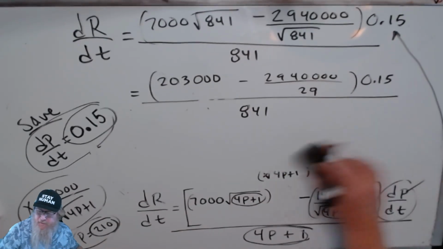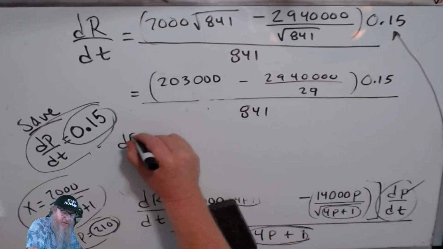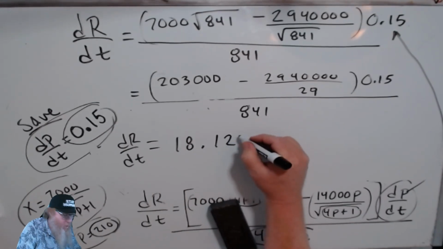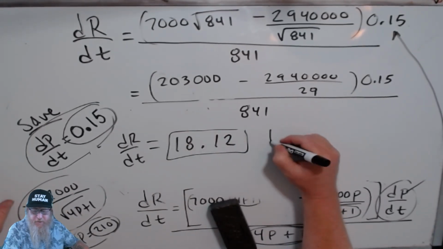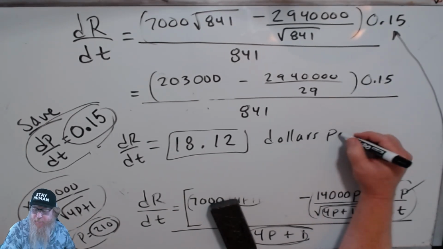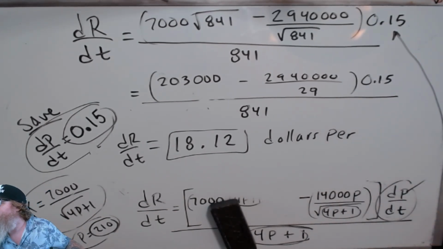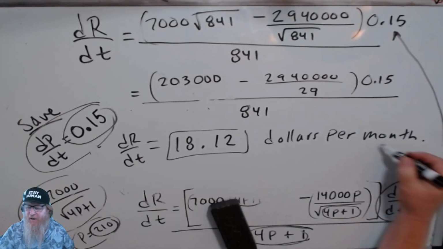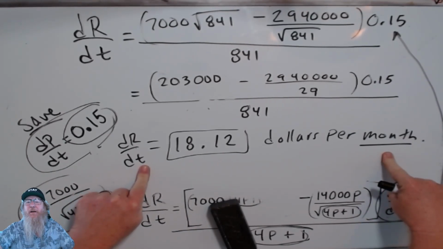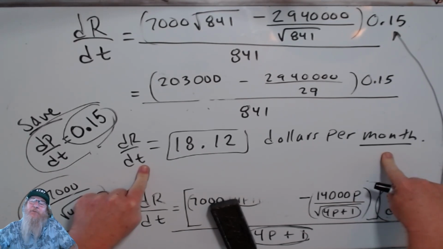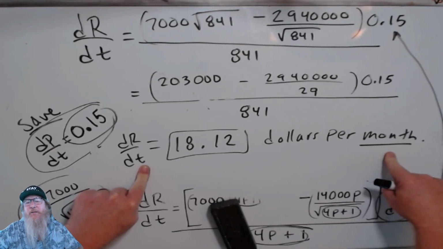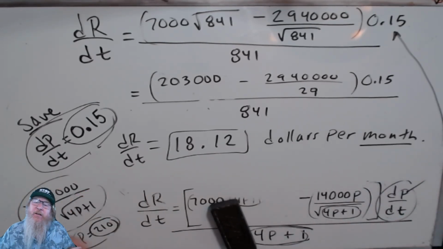So my revenue is changing, dR/dt, at a rate of $18.12 per unit. Not per unit, per, what was this? Month? Month. You got to make sure you read the question to figure out what your time is an increment of. And again, I'm not going to try to trick you. Whatever it says in the problem, that's what time is. Last example, it was seconds. Now it's months. Could be weeks. Could be years. Could even be days.